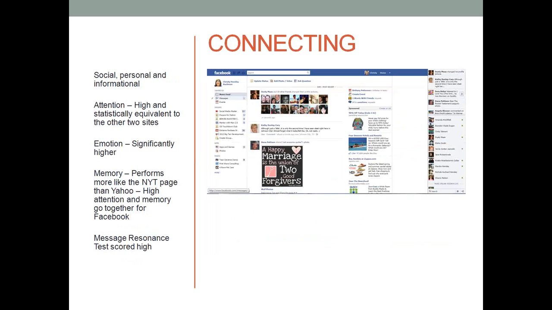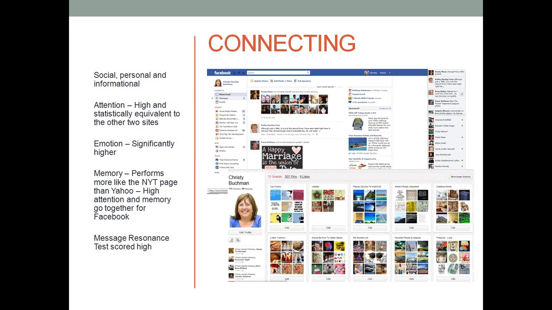The Facebook homepage resonated with those tested as messaging that connected the reader with the page. The site is highly personal, highly informational, and highly customizable. The message resonance test scored very high. The content on the page and the messages that the reader's brain received resonated with the user. Now, I would submit that if Pinterest were tested, it would also be a connecting resonator.